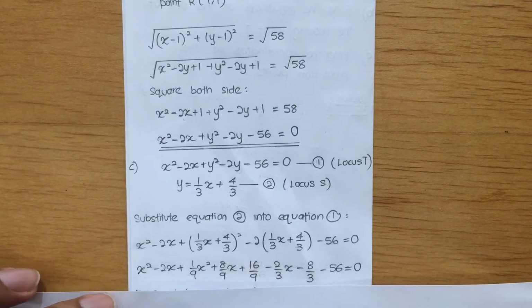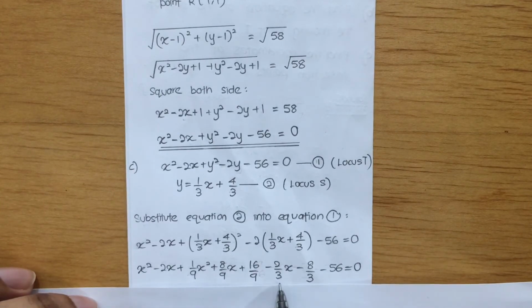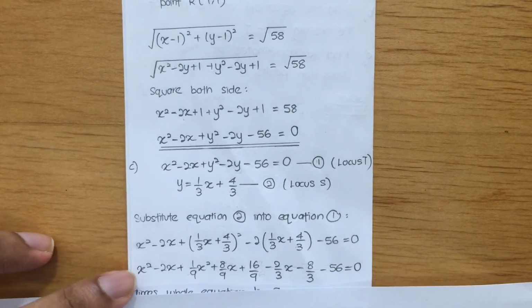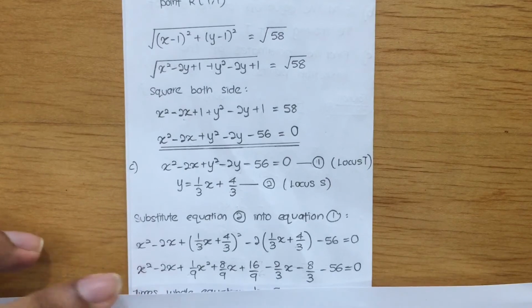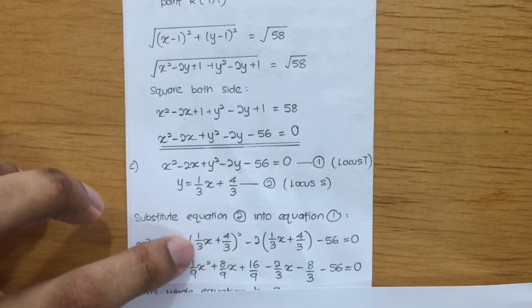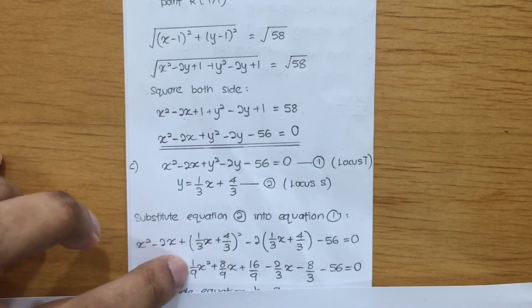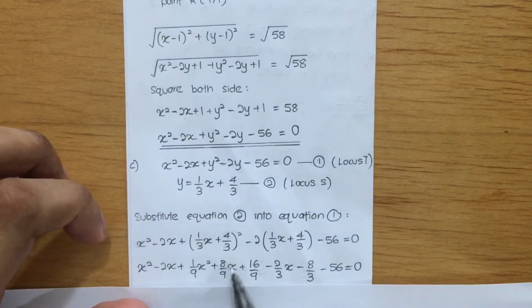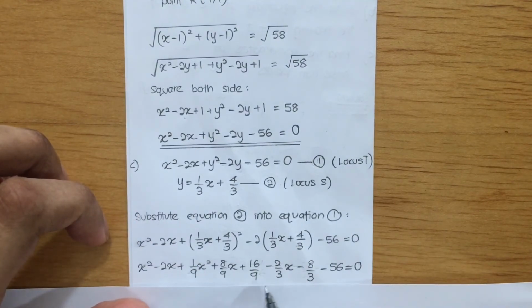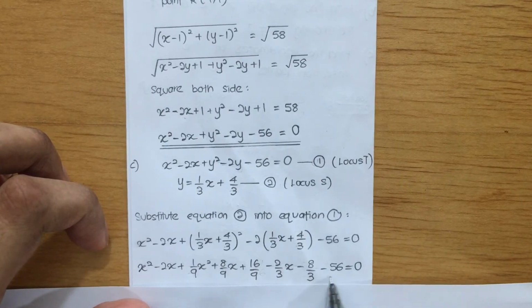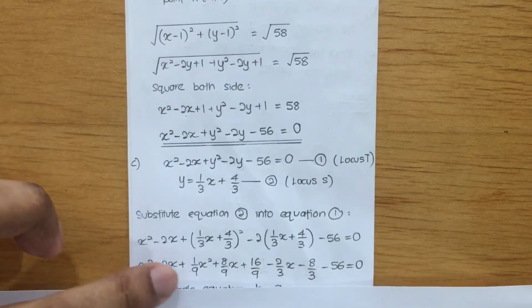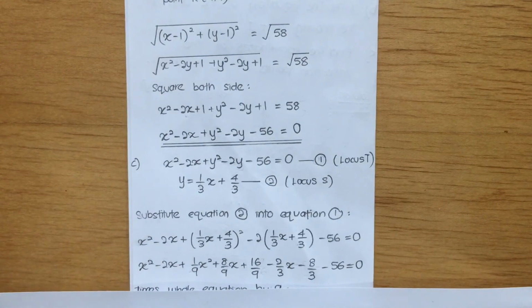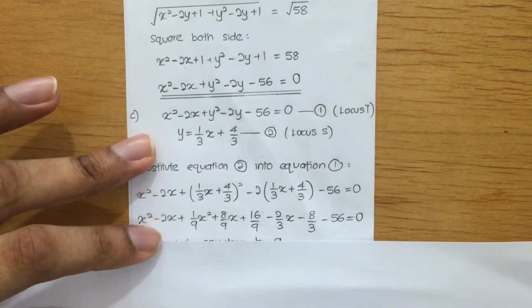So for this, you expand and the answer you should get is -2/3 x - 8/3. From here, you rewrite the whole equation: x² - 2x, and then I've already expanded the bracket, which gives 1/9 x² + 8/9 x + 16/9. Expanding the -2 inside, you get -2/3 x - 8/3 - 56 = 0. As you can see, we are starting to form a quadratic equation.